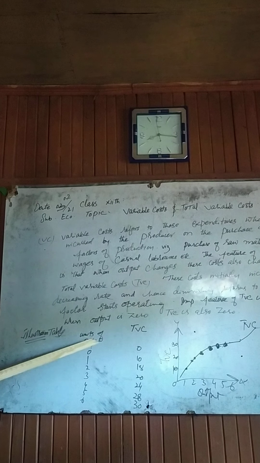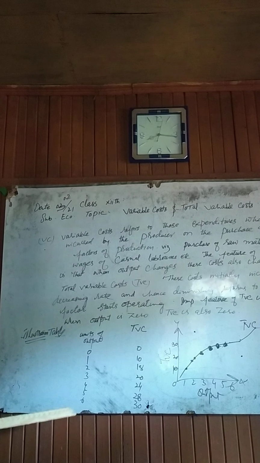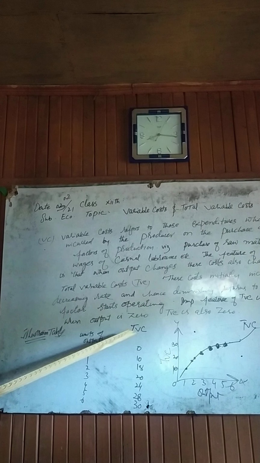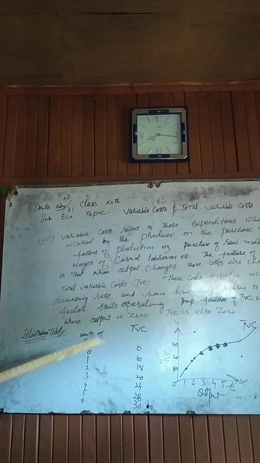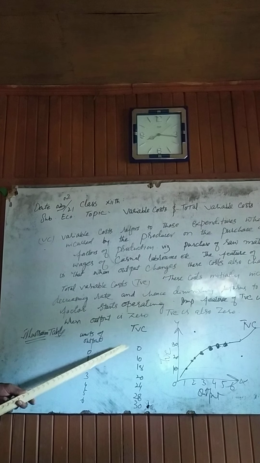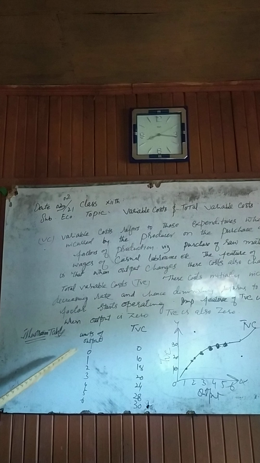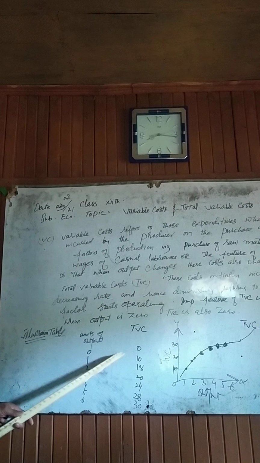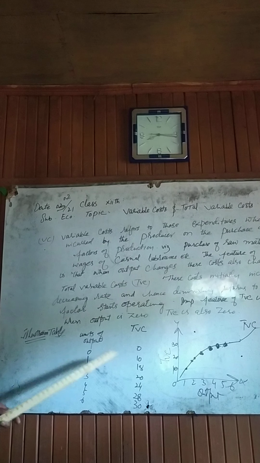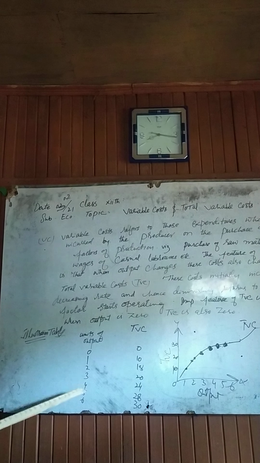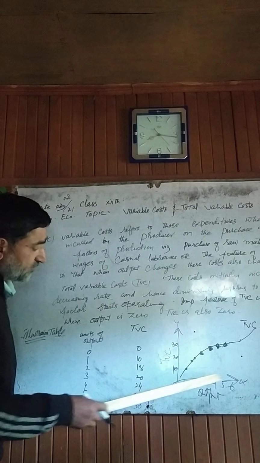Here we are having units of output, that is 0, 1, 2, 3, 4, 5 and 6 units of output, and total variable cost is, for 0 output our variable cost is 0, for 1 output our variable cost is 10, for 2 it is 18, and for 3 it is 20, for 4 it's 24, for 5th unit it's 28, and so on, which can be illustrated also with the help of this.